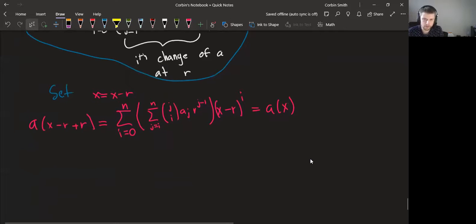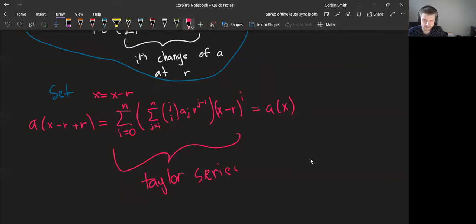This is the Taylor series of our polynomial. So if you actually did the calculus to write this, it is the sum from i equals 0 to infinity of the ith derivative of a divided by i factorial, evaluated at r, times x minus r to the ith power.